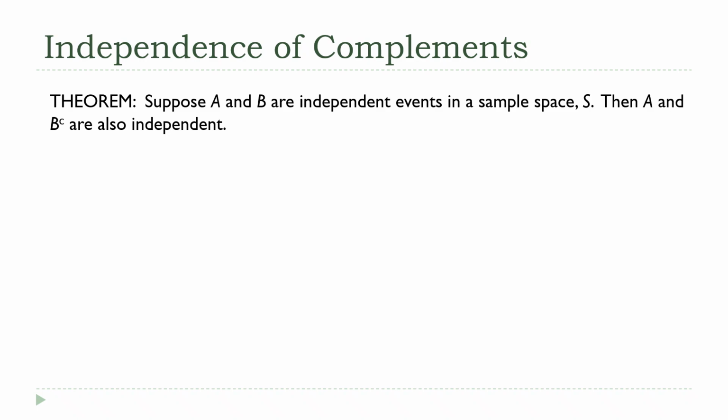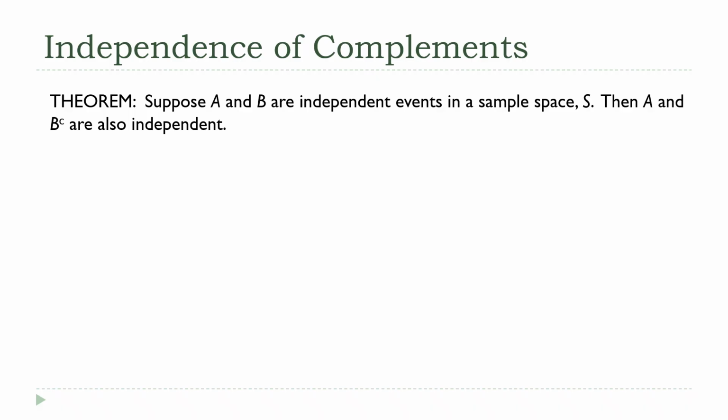Okay, so we haven't talked about a lot of theorems in this probability section. So I do want to talk about one here that's kind of interesting. Suppose A and B are independent events in a sample space. Then A and the complement of B must also be independent. Okay, so how can we show this? Well, we need to show that the probability of A and B complement is equal to the probability of A times the probability of B complement. That's just our definition, and at this point, that's the only thing we've got to work with.